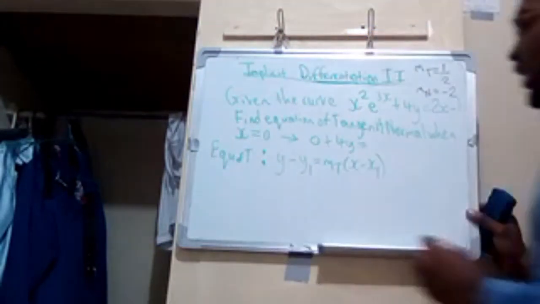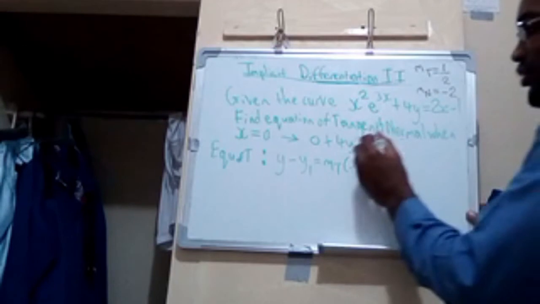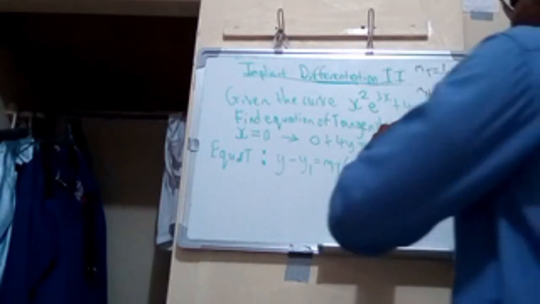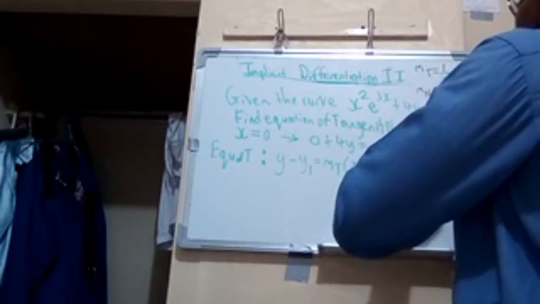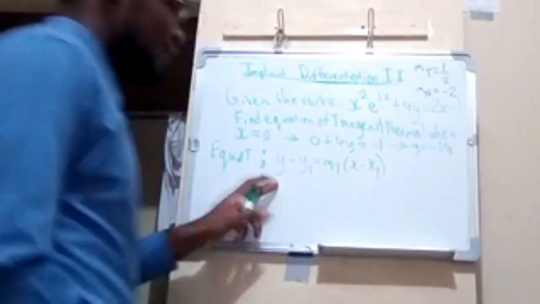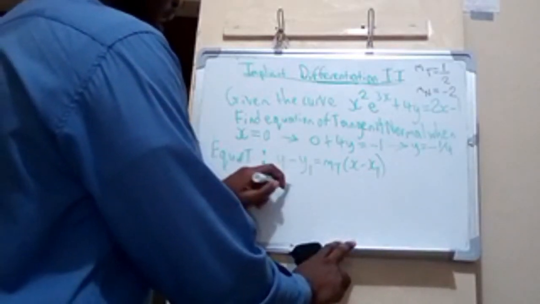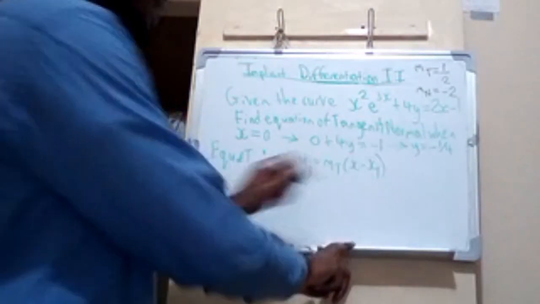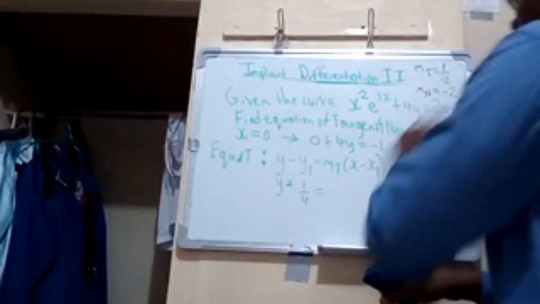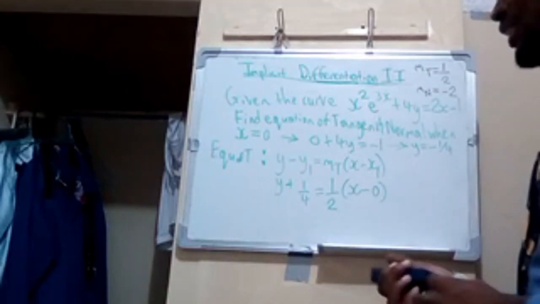0 plus 4 times y is equal to 0 minus 1. And so that is telling us that 4y equals negative 1, and so y equals minus a quarter. So if y equals minus a quarter, we get the equation of the tangent: y minus minus a quarter. Minus and minus become plus, so we get y plus a quarter is equal to the gradient of the tangent, which is a half, into x minus 0. So that would be the equation of the tangent.